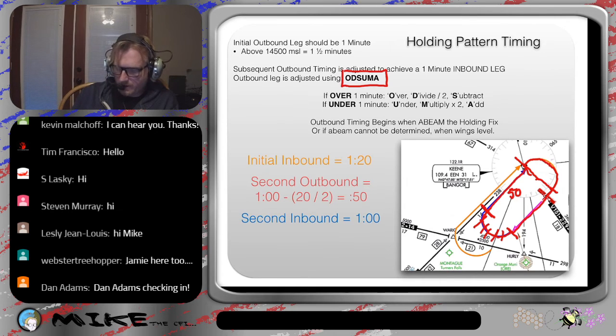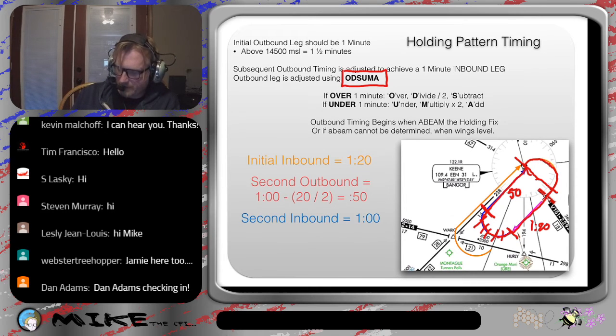So what we want to do is if we are over a minute, we would divide that by 2 and then subtract it from our next outbound. In this case, we're under a minute, so we multiply that by 2. We're under by 10 seconds, we multiply that by 2, gives us 20 seconds, and we add that to our next outbound. So that means the next time that we go outbound, we want to go outbound for a minute and 20 seconds.